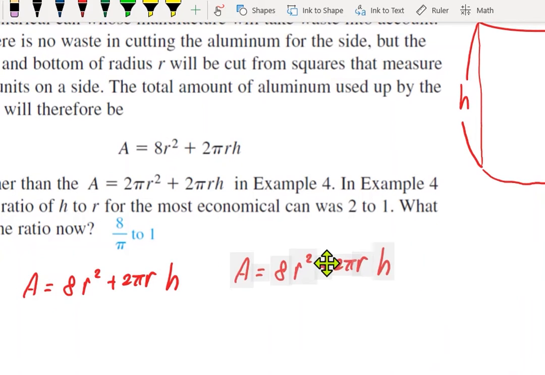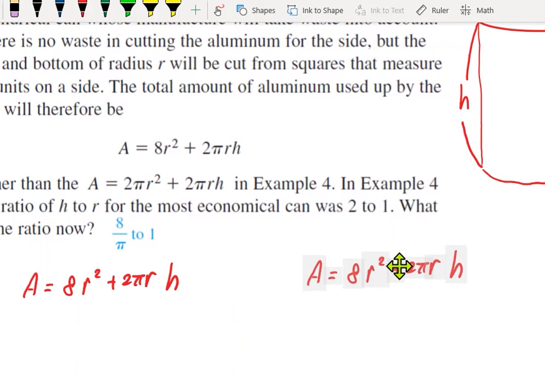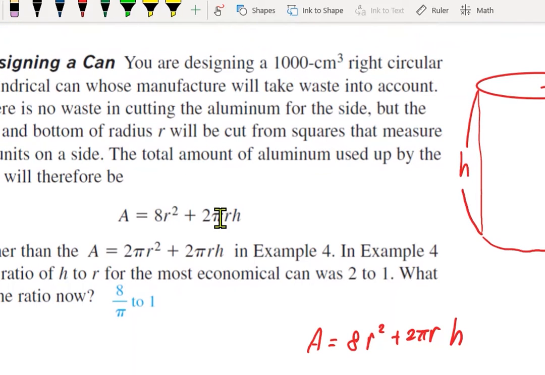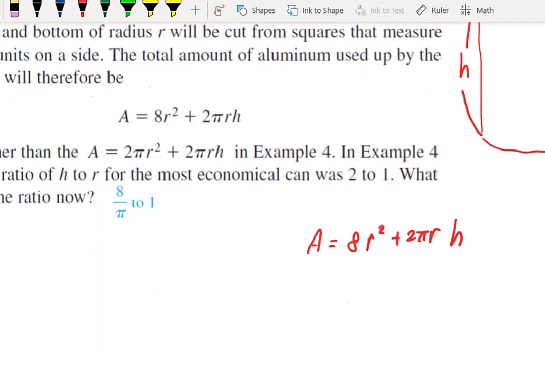But they are not two independent variables, so I'm going to move it over here. We need to find the relationship between r and h, so we can replace one variable, right? They are dependent variables. We need to find that dependency, and we get it out of this statement. The volume has to be 1000 cc. So volume is pi r squared, base area times height, isn't it? And this needs to be 1000.